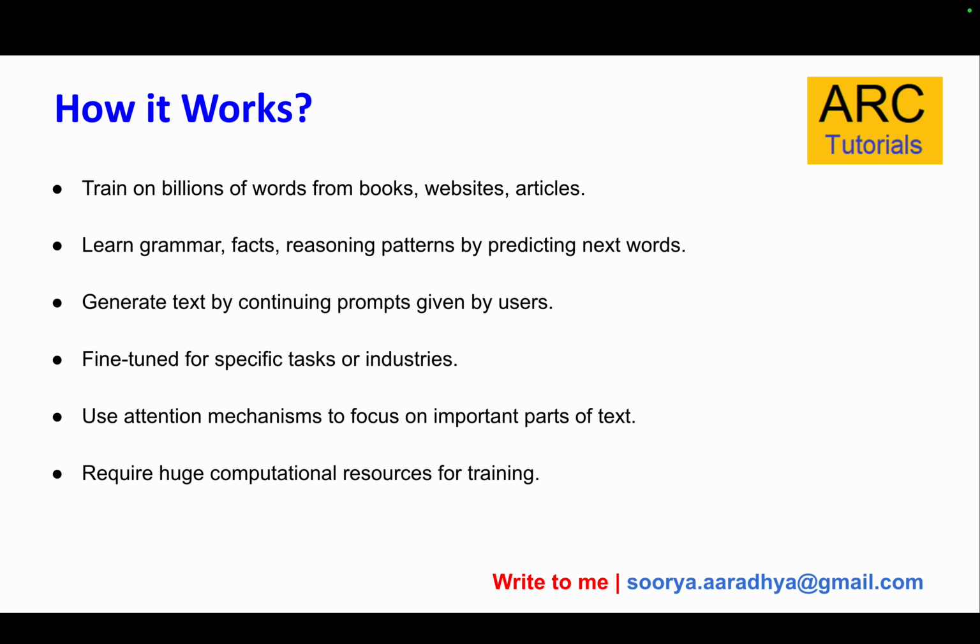They learn grammar, facts, reasoning patterns by predicting next words. They can generate text by continuing prompts given by the user. They are fine-tuned for specific tasks or industries. Now, large learning models have attention mechanisms to focus on important parts of text. For example, even if you make a typo while typing a prompt, they will still be able to understand the context. And that's where the real learning comes out in terms of what data or what attribute is being mapped. They require huge computational resources for training.